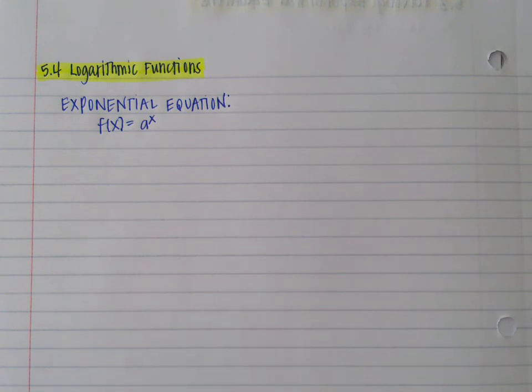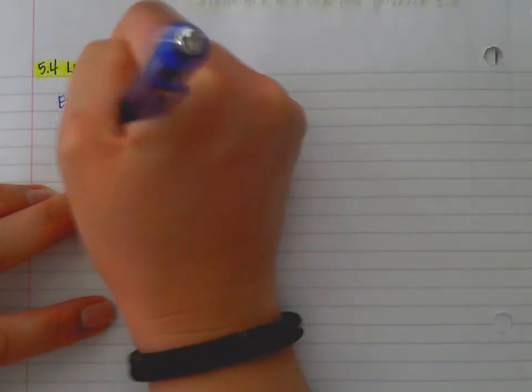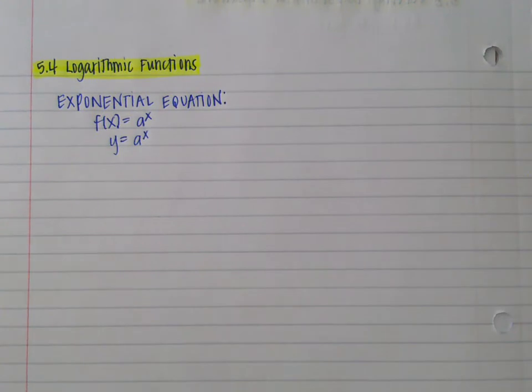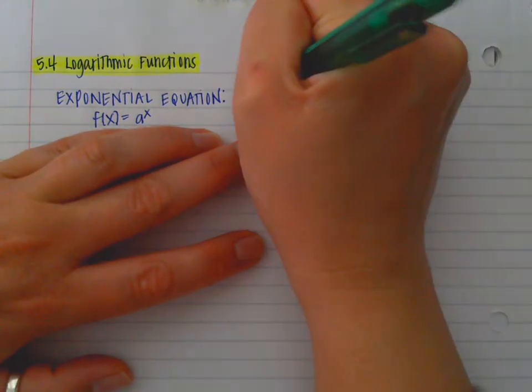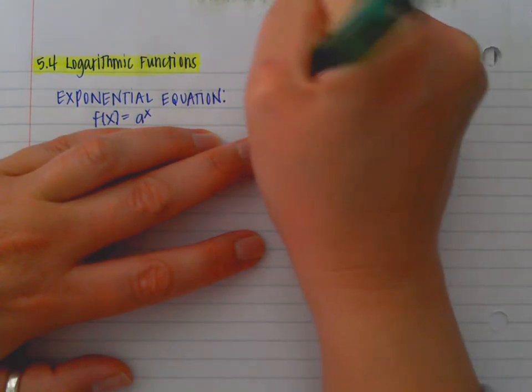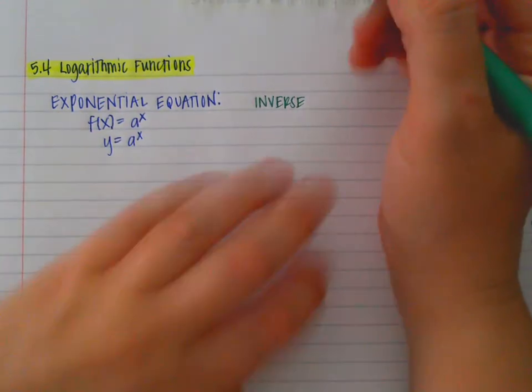Now, that would be thinking about the inverse. So what's the inverse of an exponential equation? So to find the inverse of an exponential equation, the first thing I would do is always rewrite, instead of f of x, I would write y equals, and then start the process from there. So an inverse of an exponential equation, inverse, okay.